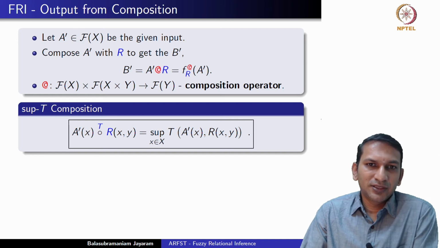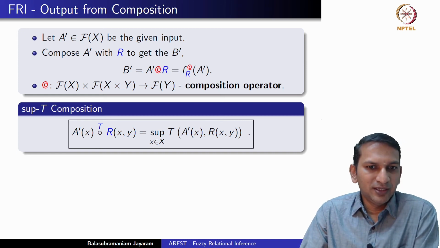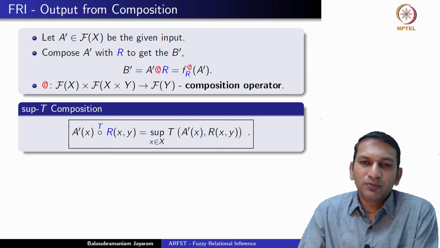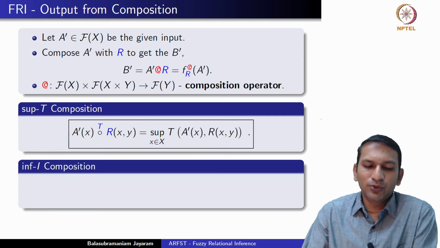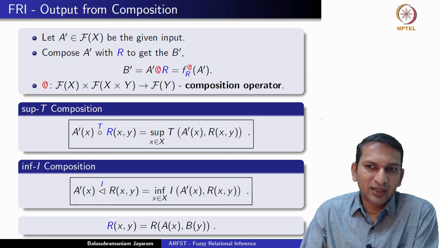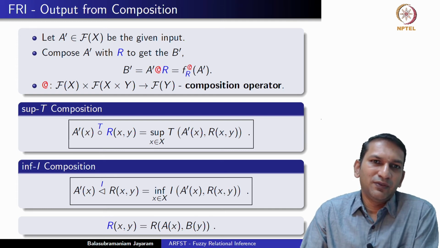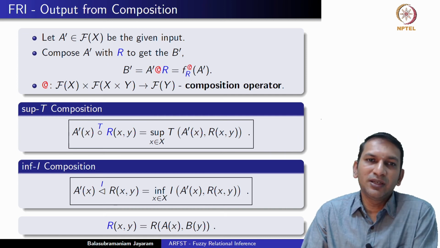So A dash, which is a fuzzy set on x, is composed with R of xy using any one of these composition operators. So if you use sup-T composition, this is how it will look. If you use inf-I composition, this is how it will look. Note that R of xy is originally obtained from the given rule, which relates the antecedent coming from F of x to a consequent coming from F of y.